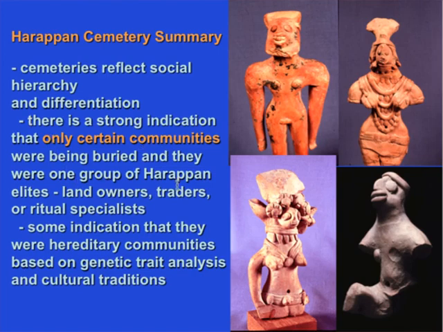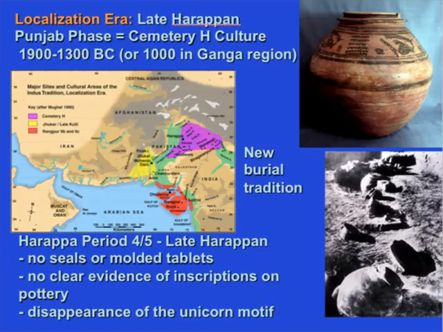So only certain communities were buried, and they are one group of Harappan elites. The other groups of Harappan elites who were also wearing ornaments, who were also using Harappan pottery, who were living in the cities, were buried in a different way, which suggests that ritual was highly diverse in Indus cities. It wasn't a single religion, it wasn't a single religious community or an ideological community. And we do have some idea that the people in the Harappa cemetery were hereditarily related because the women are more related to each other than the men in the cemetery.